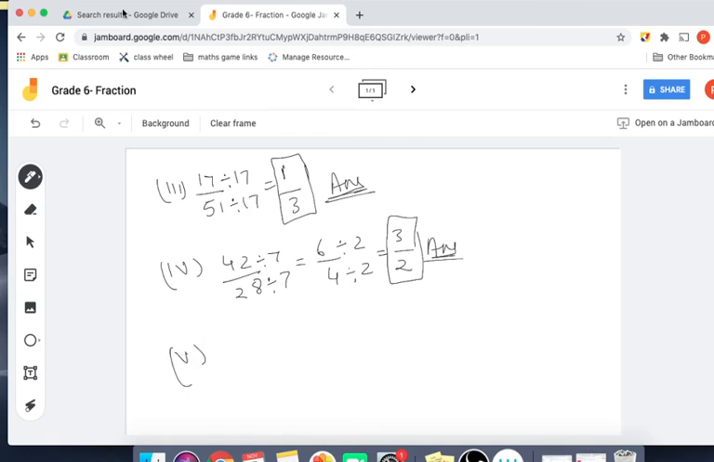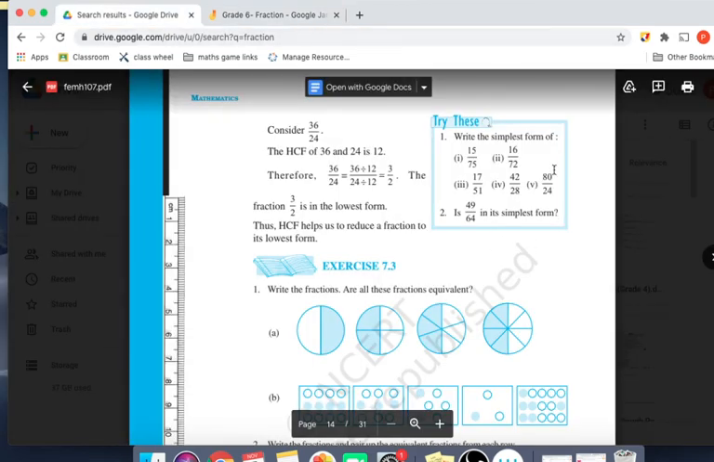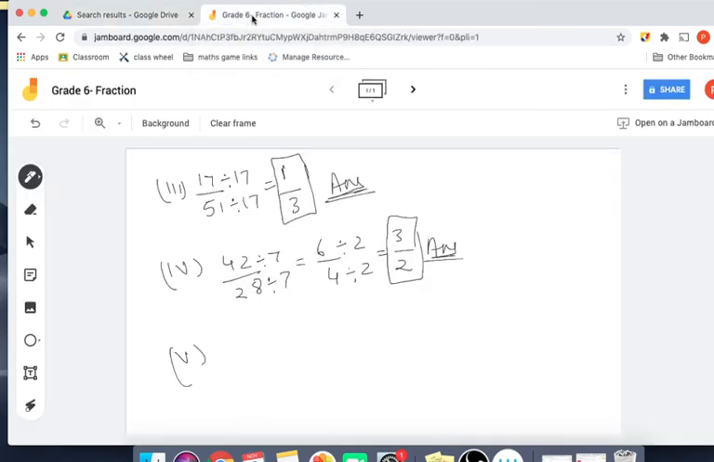I think there are only 5-6 questions. Let's solve question 5. It is saying 80 by 24. Solve this question. You have 40 seconds.